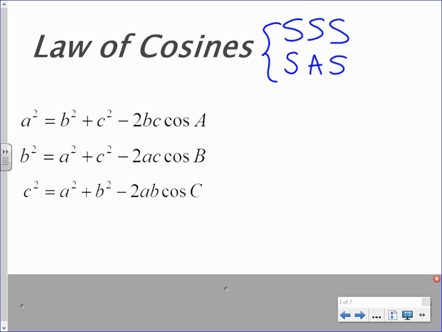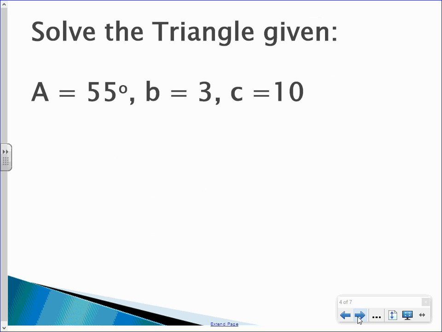Okay. Now remember, the whole point of us doing this law of sines and law of cosines, we want to solve for sides and angles of oblique triangles. Okay. If you don't have a picture, make sure you draw one. So here we go. Here is our first example, first of two.